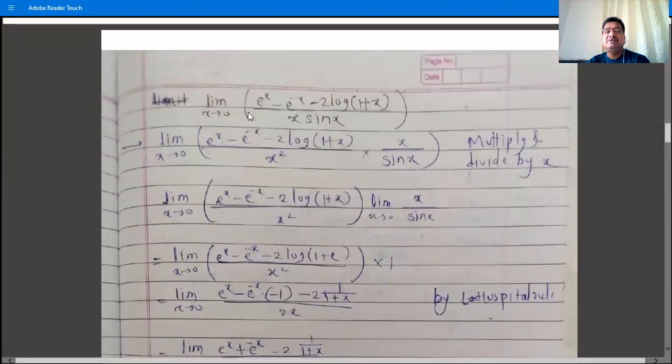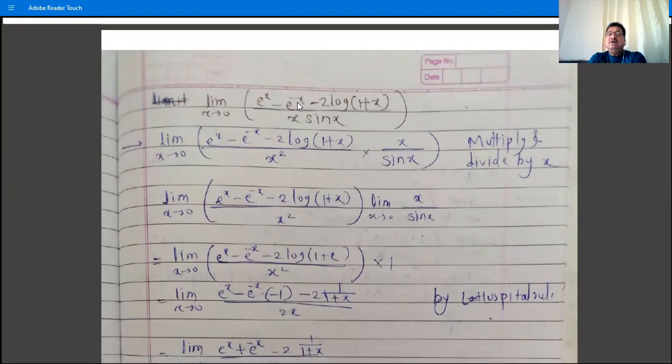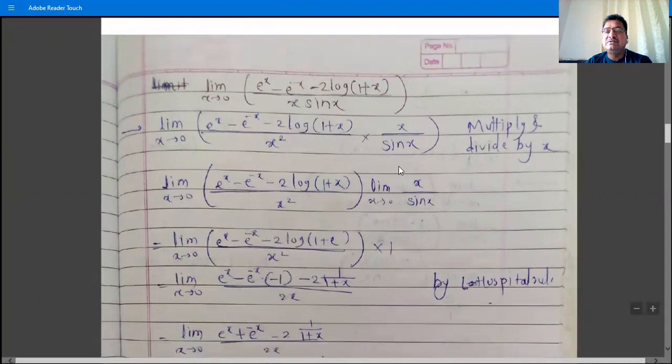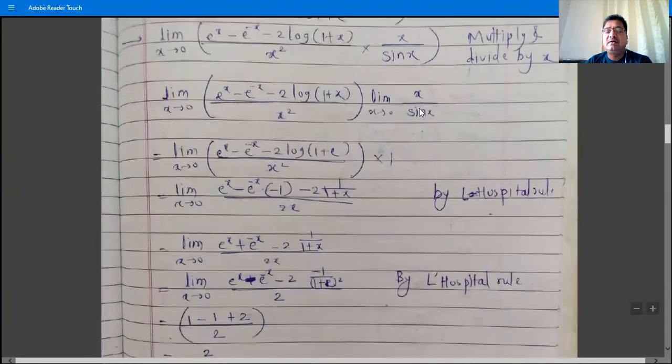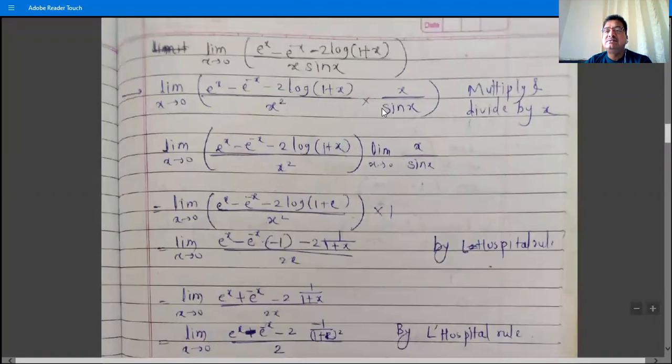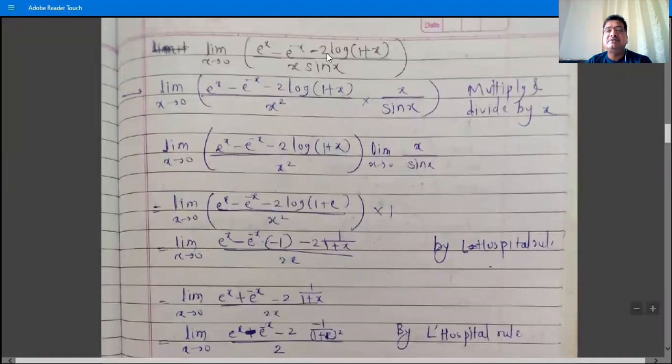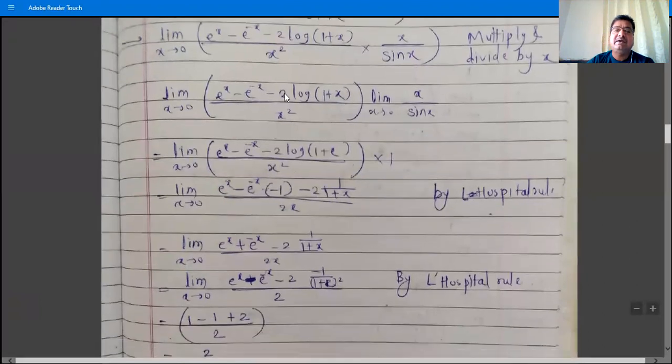The next problem, limit x tends to 0, e raised to x minus e raised to minus x minus 2 log 1 plus x divided by x into sin x. So adjust x, that is multiply by x and divide by x. So it is x into x become x square, x by sin x, and the limit of x by sin x is 1. So we have the problem e raised to x minus e raised to minus x minus 2 log 1 plus x divided by x square, in the place of x into sin x we have x square.